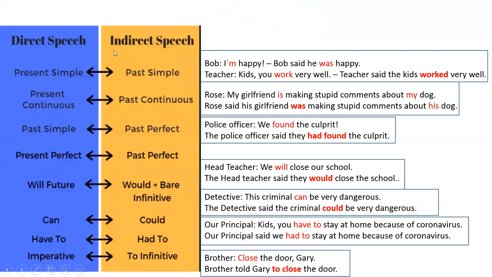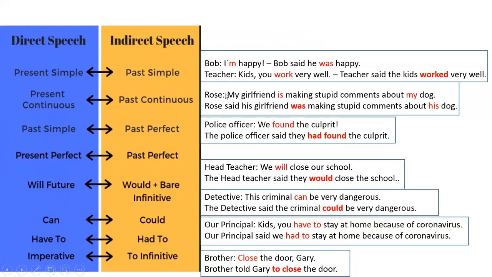Let's look through some rules of changing the structure in the indirect speech pattern. Bob: I'm happy. Bob said he was happy. Teacher: Kids, you work very well. Let's report it. The teacher said that the kids worked very well. So this is the first rule. We change present simple in direct speech to past simple. Present continuous is changed to past continuous.